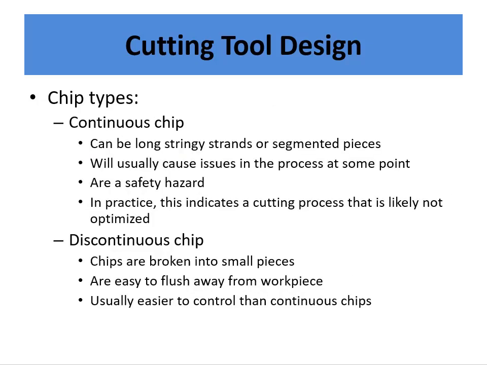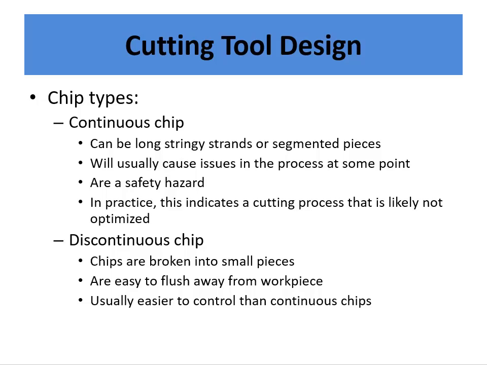So there are two types of chips. There's continuous chips and there are discontinuous. And continuous chips are bad. So usually you want to get rid of continuous chips. Sometimes it's difficult based on the physics of the way the chip is being formed, given the strength of the material and how it's hardening as it's being cut and the speeds that you're cutting at. Sometimes it's hard to actually break a chip.